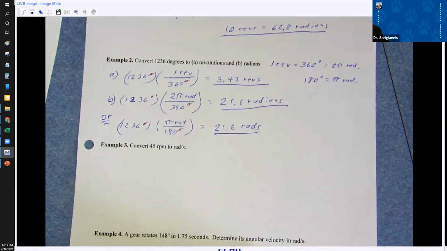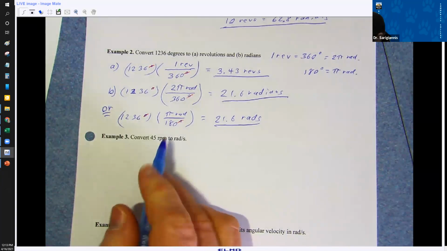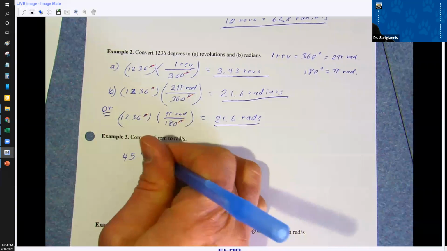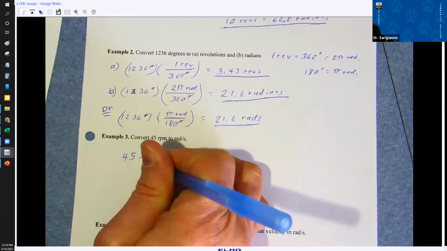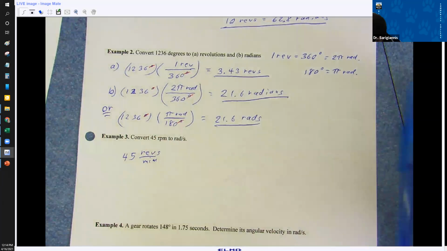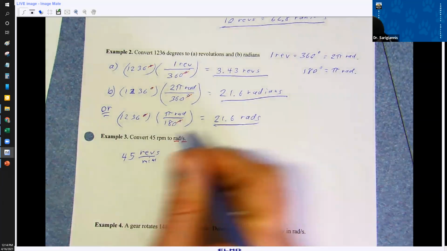All right, RPMs. This is where people start getting a little messed up. They'll just forget some kind of conversion factor. 45 RPMs, we've got 45 revolutions per minute. What do we want? We want radians and we want seconds.